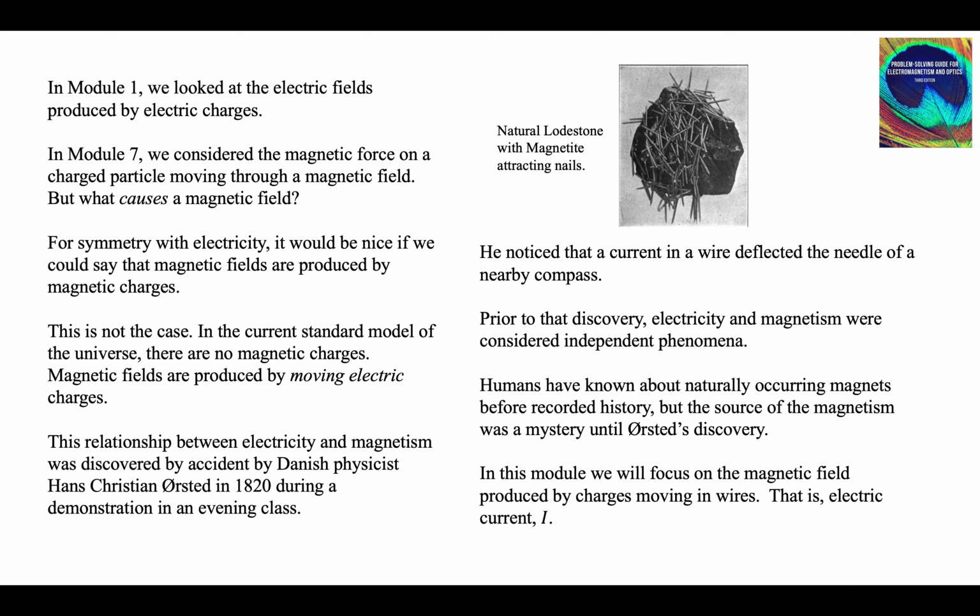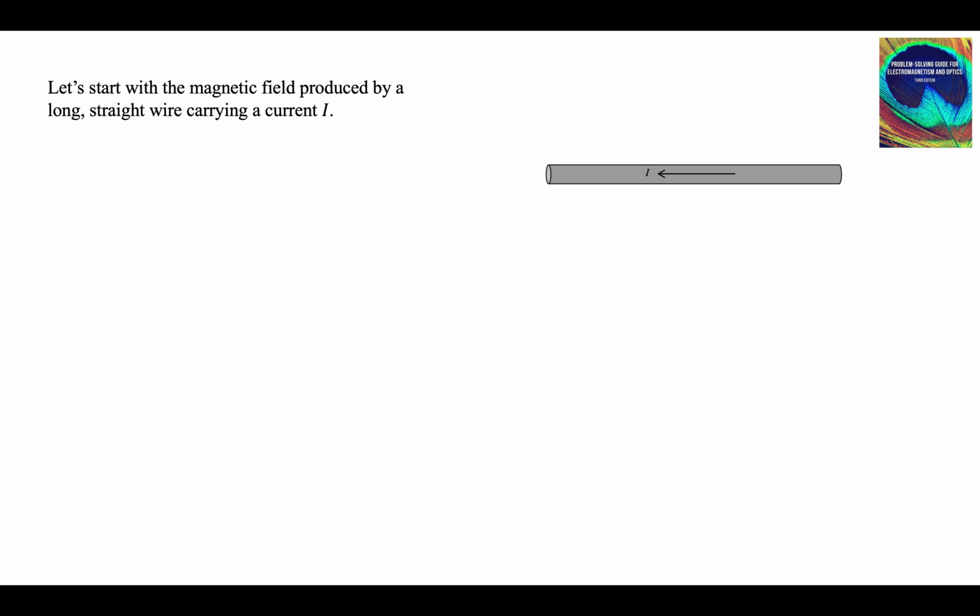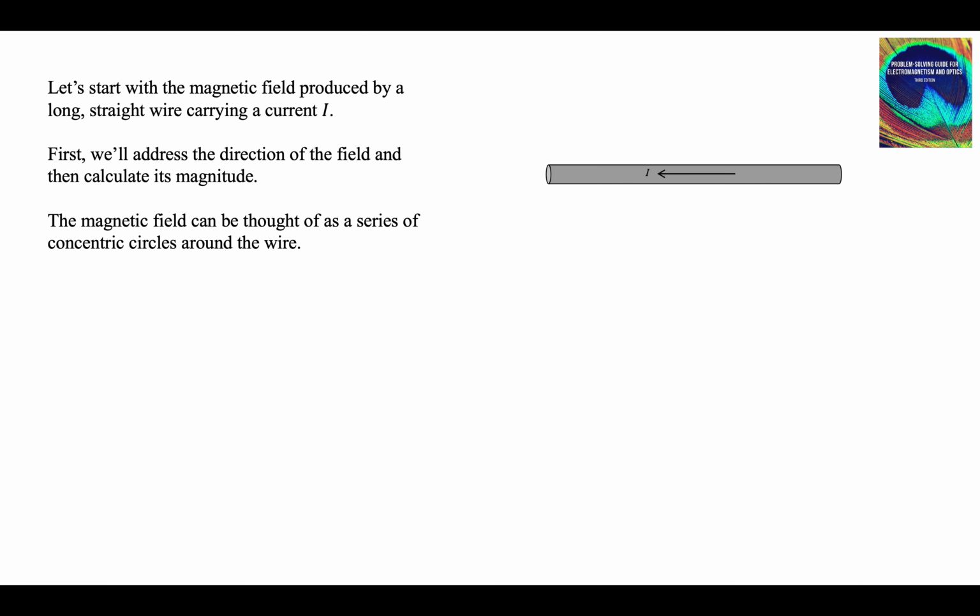In this module, we're going to focus on magnetic fields produced by currents, charges moving in wires. We're going to start with a long straight wire carrying a current I. There it is. First, we're going to talk about the direction. Then we're going to focus on magnitude. The magnetic field is a vector. It can be thought of as a series of concentric circles around the wire. So we can put them in.